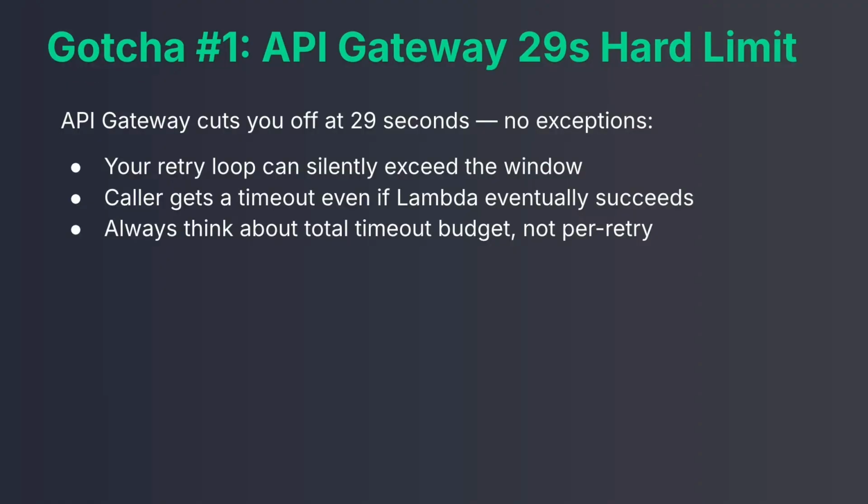I see 3 rules that are worth mentioning. Number 1, API Gateway's 29-second hard limit. API Gateway will cut off any request after 29 seconds. Full stop, no exceptions. If your retry loop inside Lambda runs long enough to exceed that window, the client gets a timeout error even if Lambda eventually succeeds. Always think about your total timeout budget end-to-end, not just per individual retry.